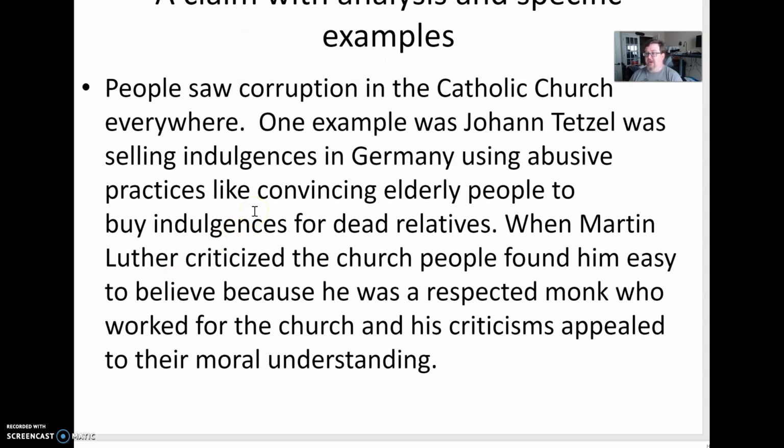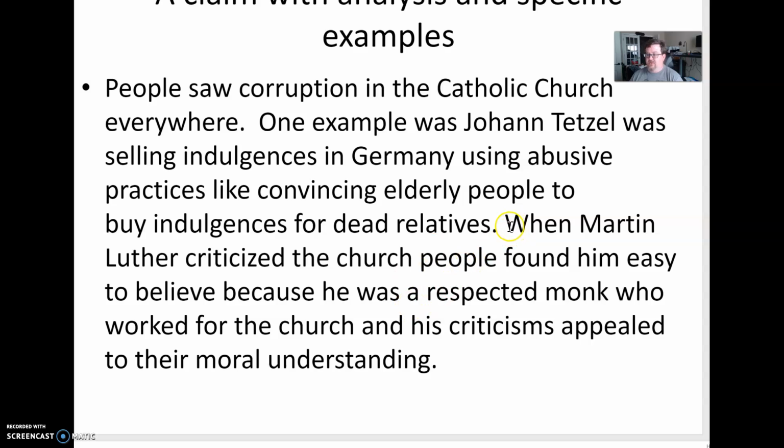Here's a better paragraph. People saw corruption in the Catholic Church everywhere. One example was John Tetzel. He was selling, should probably be that. John Tetzel was selling indulgences in Germany using abusive practices like convincing elderly people to buy indulgences for dead relatives. That's a very specific example.